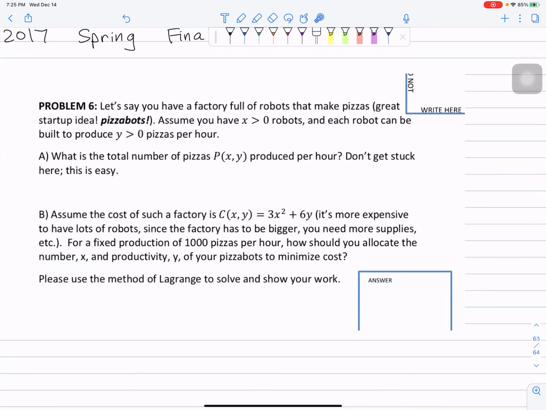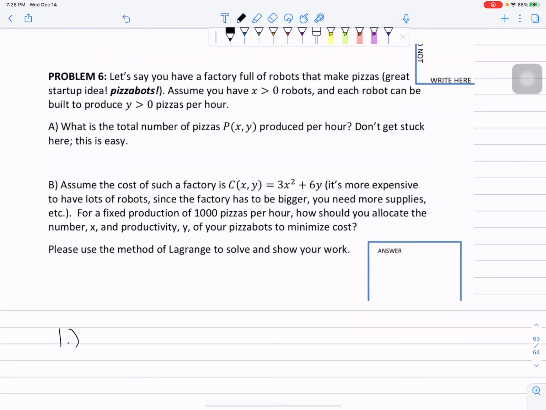So this is saying you have a factory full of robots that make pizzas. And x is a positive number of robots. Each robot can be built to produce y pizzas per hour. What is the total number of pizzas produced per hour? You have x robots, each robot produces y pizzas. So part one, pizzas produced per hour is x times y.